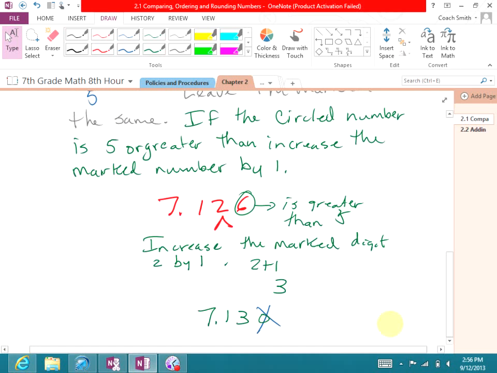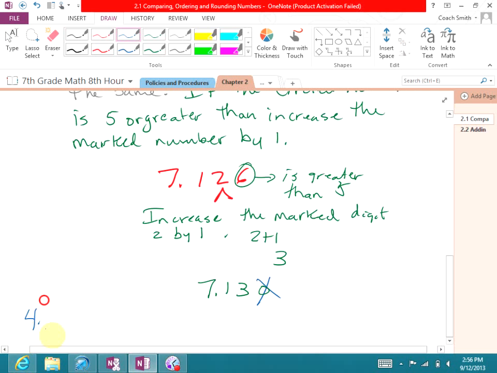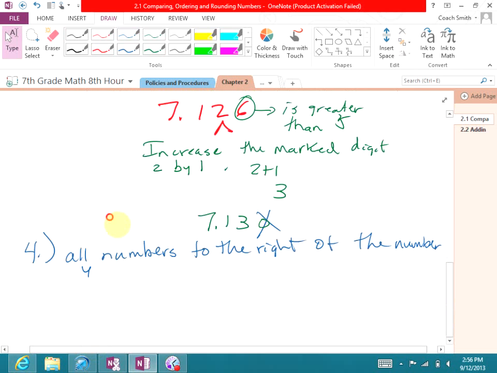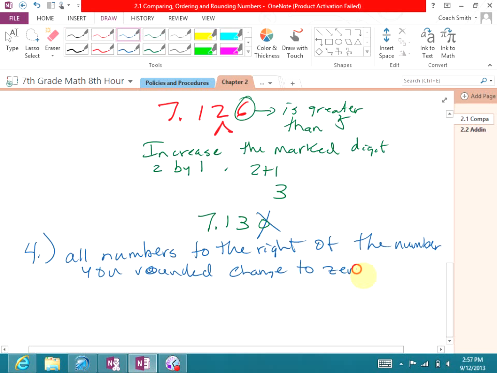Okay, the final step then, all numbers to the right of the number you rounded to change to zeros. Okay, so that's the 4 steps there that you need to do.